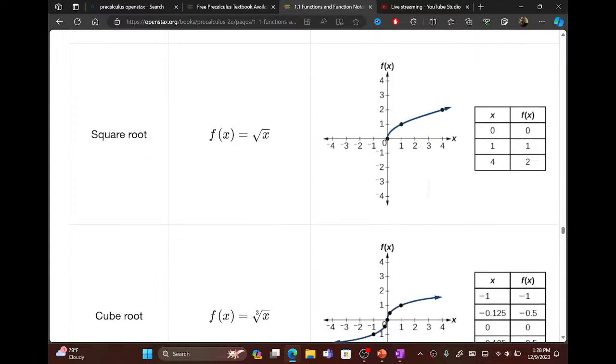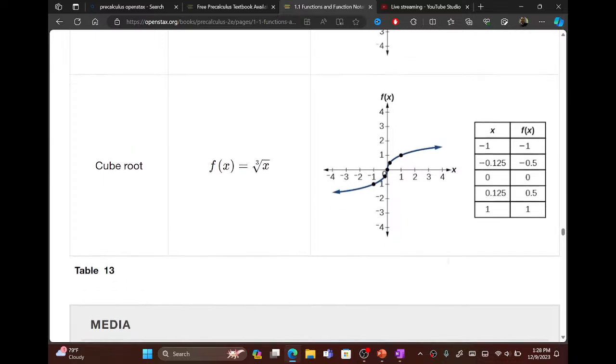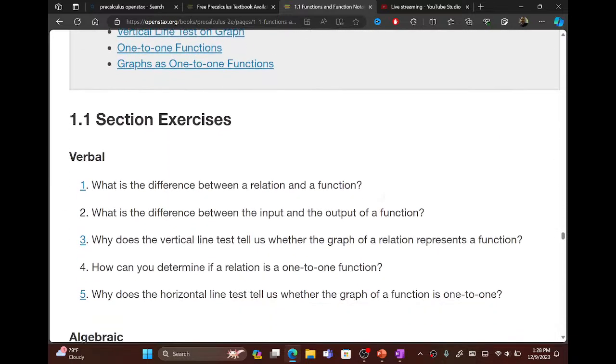Okay, guys. This is the cube root. So it kind of looks like the graph we get when we do the inverse of y equals x cubed. Okay, guys, and that is how that looks.